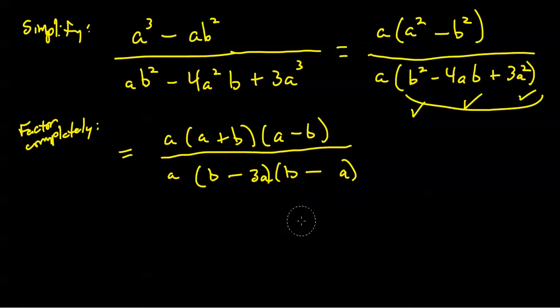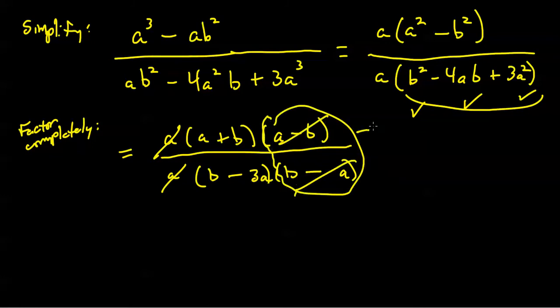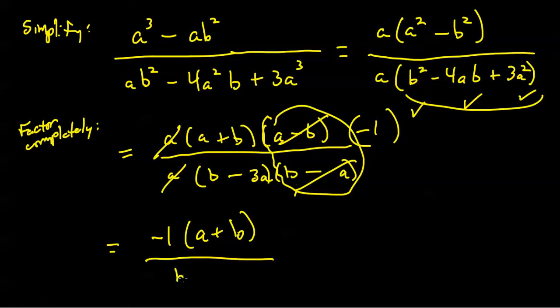And now I look for common factors. Alright, a over a cancels out. Common factors of a. A minus b over b minus a, again, will cancel out and leave a factor of negative 1 in its wake. So finally I'm left with negative 1 times a plus b in my numerator divided by b minus 3a in the denominator. And that's a fine answer.